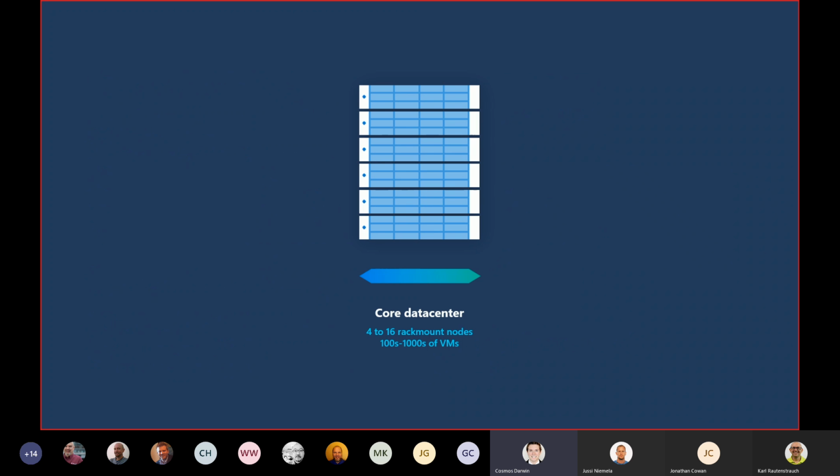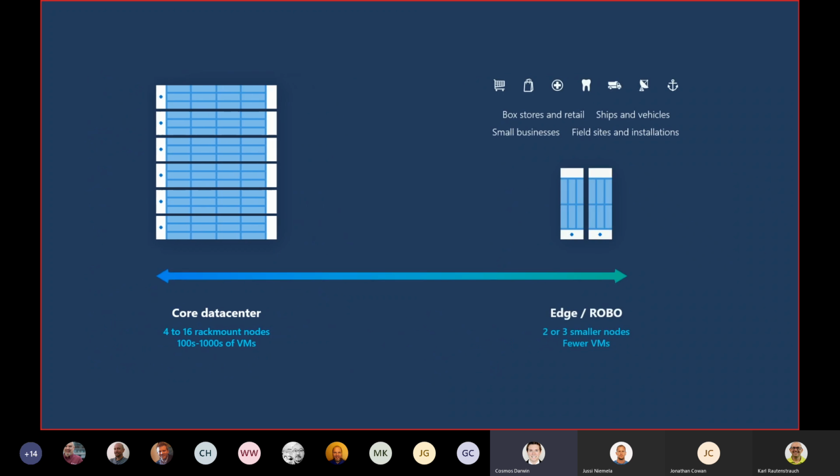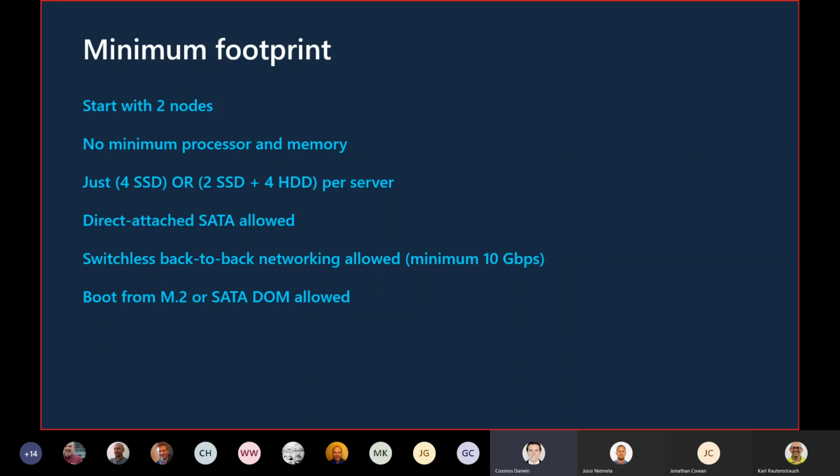But with Azure Stack HCI, you can actually scale all the way down to a very small remote office or branch office deployment for use at the edge, right? You can go into box stores and retail stores or field sites and installations where you're just deploying maybe a very small number, like 2 or 3 nodes, with a small number of virtual machines. In fact, the minimum footprint for Azure Stack HCI is very small. You can start with just 2 nodes.